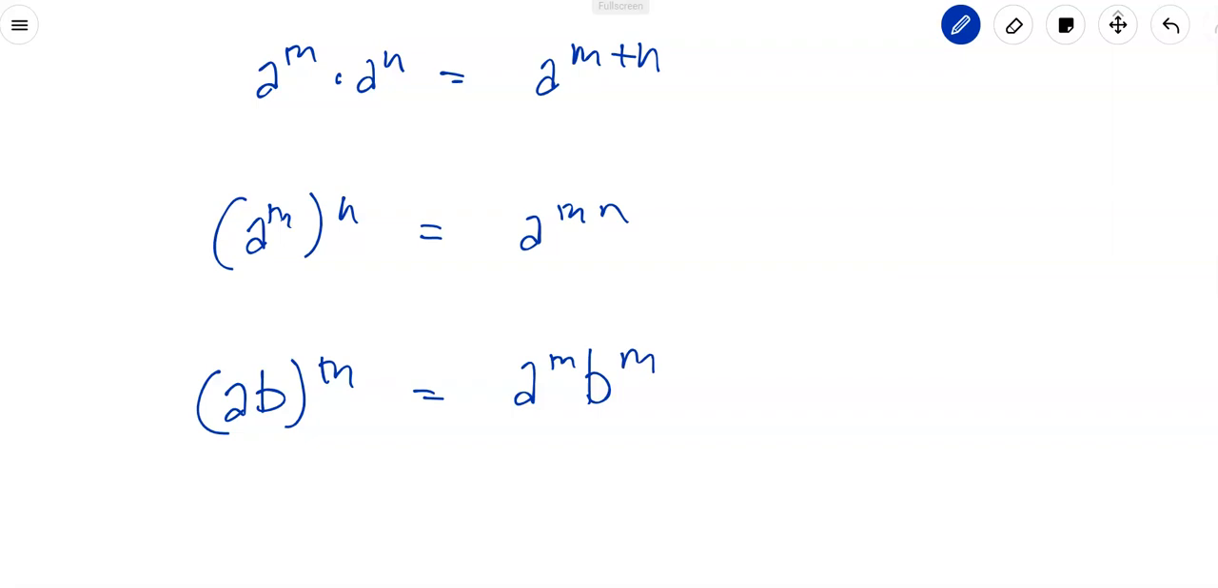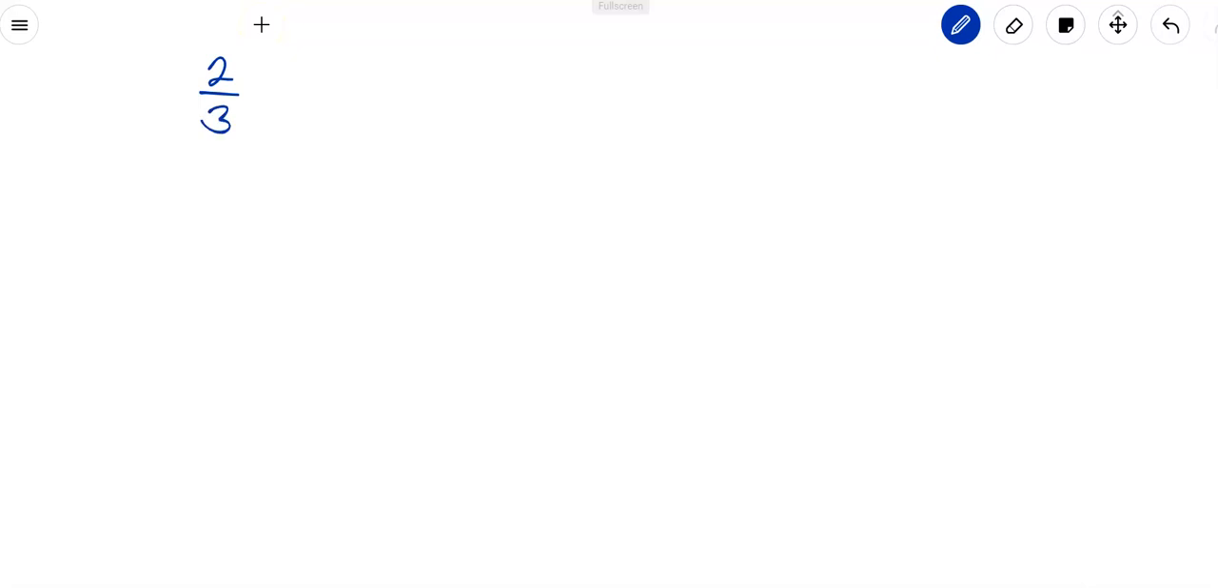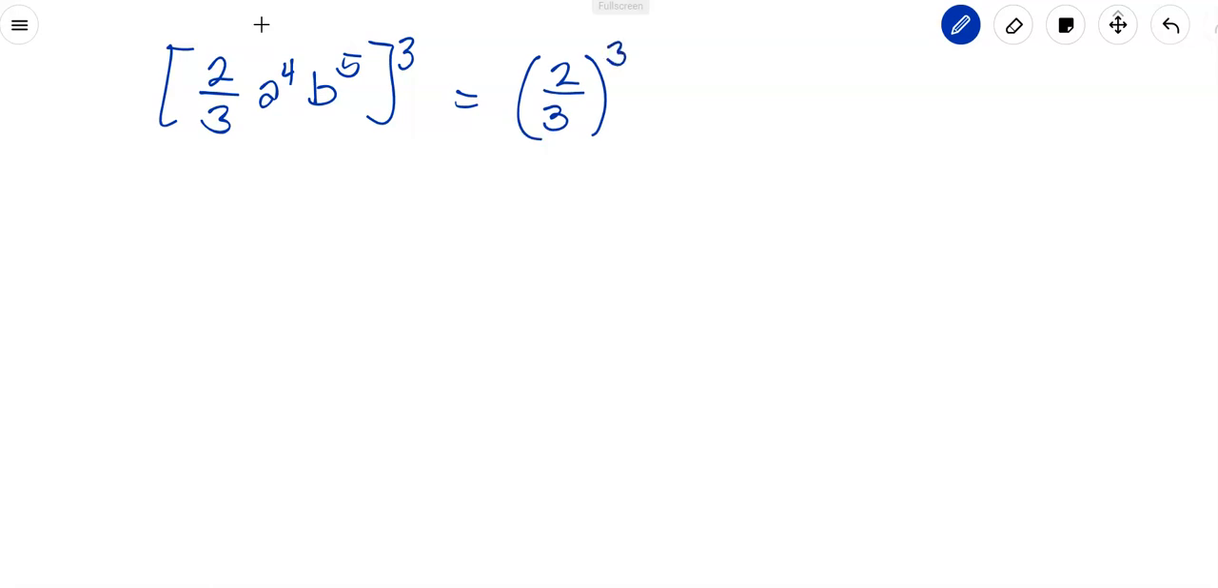Okay, so let's try some more examples using these three properties of exponent. Let's say we have (2 over 3, a to the power of 4, b to the power of 5) raised to the power of 3. So what will be our solution? We can have now 2 over 3 cubed, a raised to the power of 12, since you have to multiply that one, and b raised to the power of 15. So we need to simplify this one more further. 2 cubed is equal to 2 times 2 times 2, which will give us 8, over 3 cubed equal to 27. So our final answer now will give us 8 over 27, a to the 12, b to the 15.